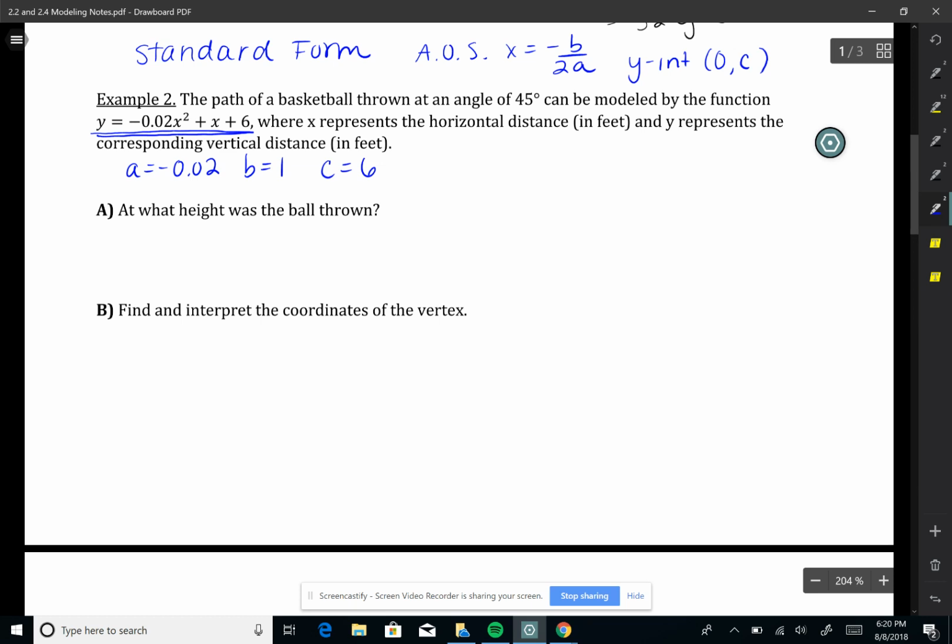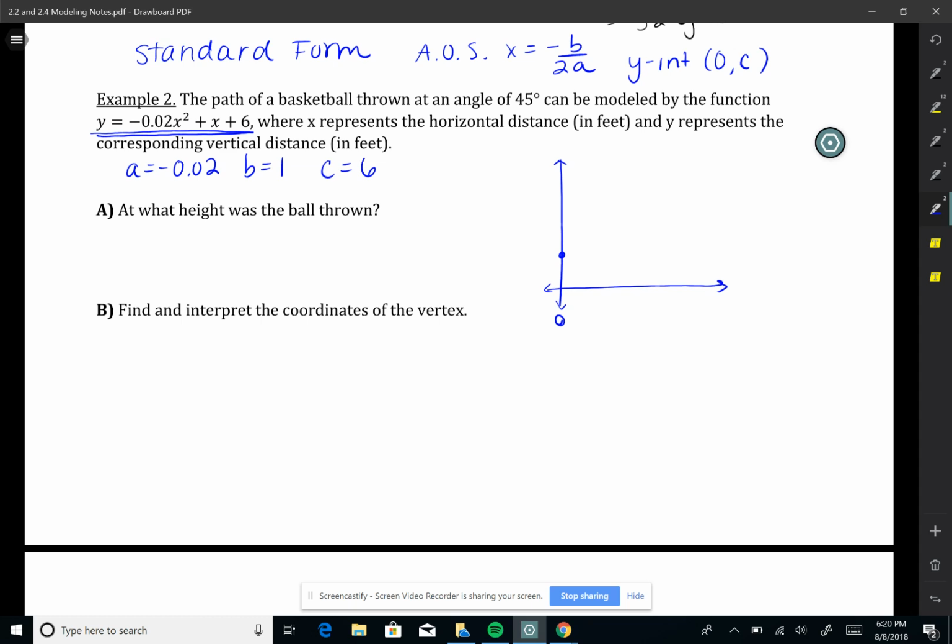Now, believe it or not, letter A we can answer very easily. It asks, at what height was the ball thrown? Well, if we think about this graph, we already know the y-intercept. That's 0, 6. That's the height that the ball is thrown from because that's at the horizontal distance of 0. So that's where the person is standing. So it kind of makes sense this person would throw the ball from 6 feet high. Okay, so we already answered that. At what height? 6 feet.